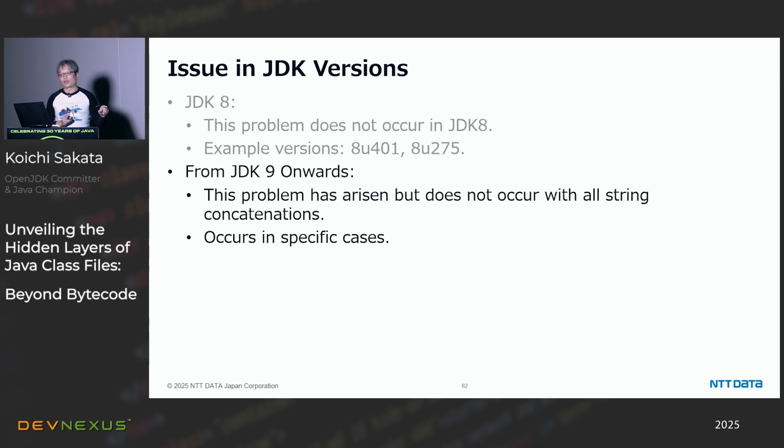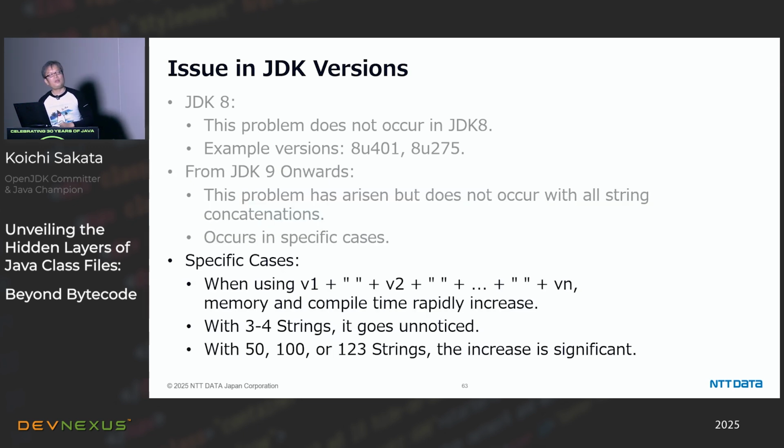From JDK 9 onwards, this problem has arisen, but it does not occur with all string concatenations. It occurs in specific cases. When compiling literals and variables, memory consumption and compile time rapidly increase. With 3 or 4 strings, it goes unnoticed, but with 50, 100, or 123 strings, the increase is significant.